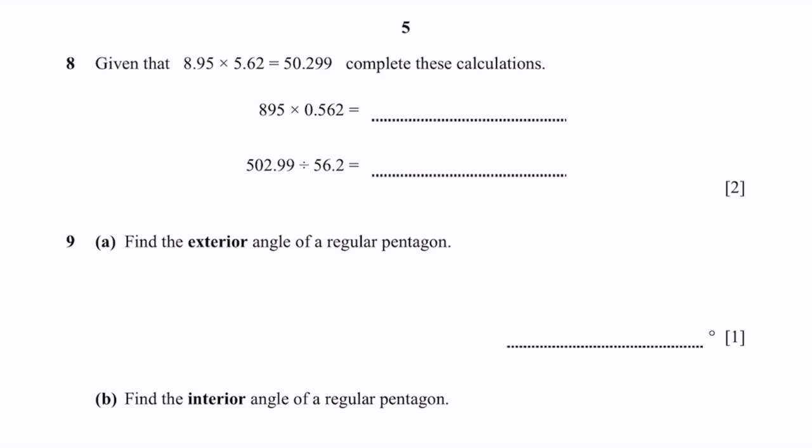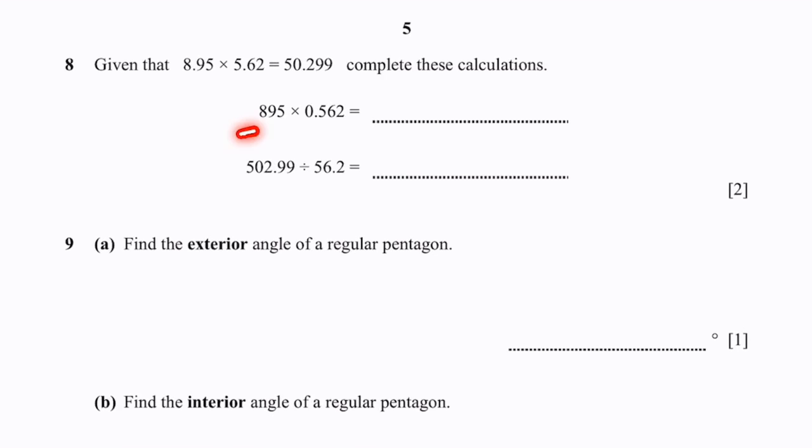Question 8. Given that 8.95 × 5.62 is equal to 50.299, complete these calculations. We can see that the 895 is just 8.95 × 100. And for 0.562, it's 5.62 divided by 10. So we have × 100 here and we have ÷ 10 here for this one. And that'll be the full answer of this multiplied by 10. So the answer for the question is this number multiplied by 10, which is equal to 502.99. Now for the second one, 502.99 divided by 56.2.